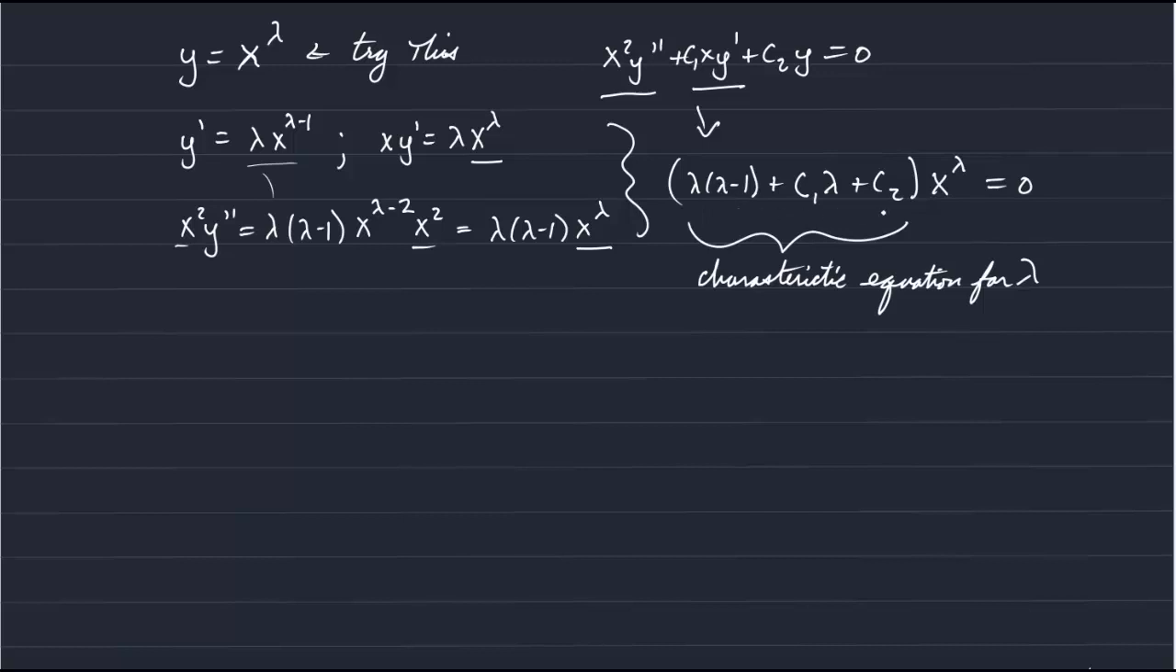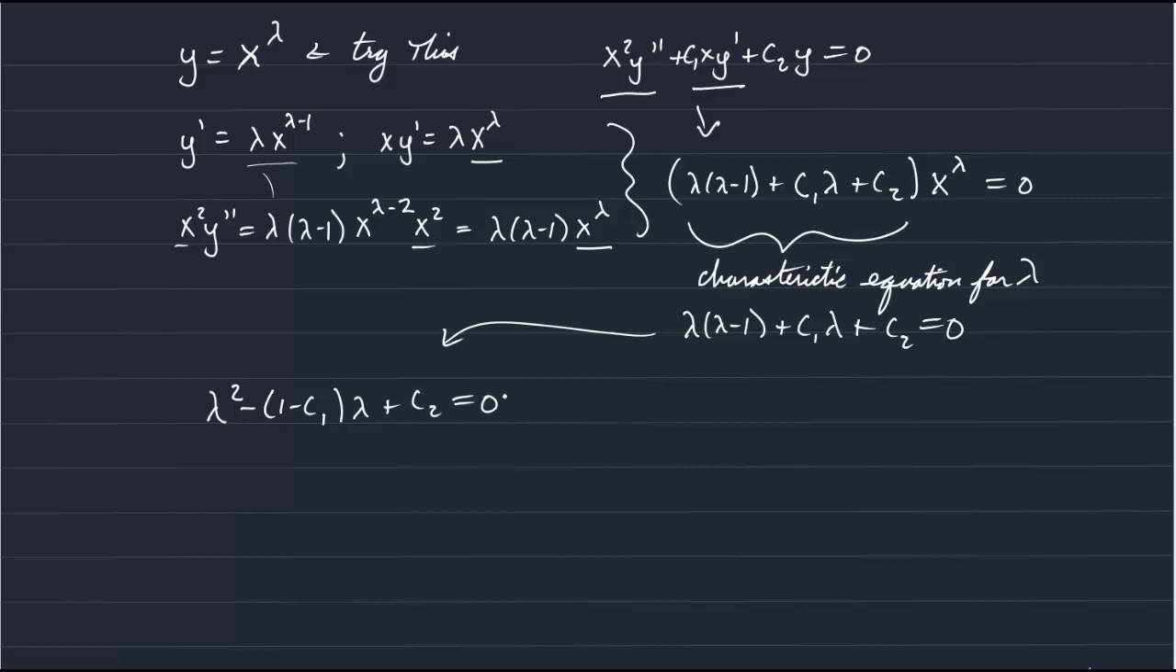And since that equation is all in terms of constants, that is consistent with an assumption that lambda is constant. And that characteristic equation is lambda times lambda minus 1 plus c1 lambda plus c2. So this is a new equation that we can use to solve for lambda. If we were to put this in the form of a quadratic equation, we would get lambda squared plus 1 minus c1 times lambda plus c2 is equal to 0.